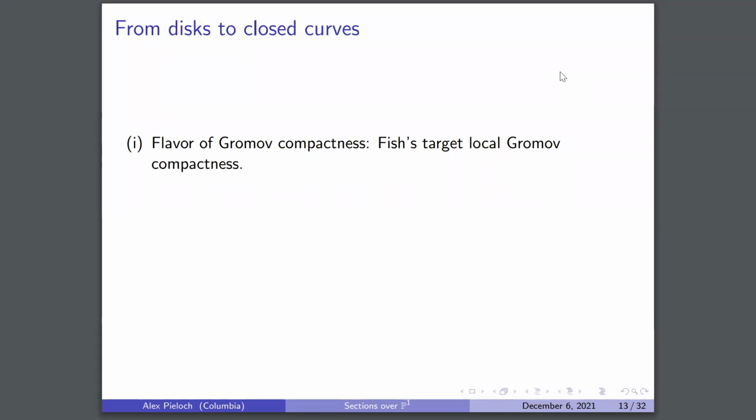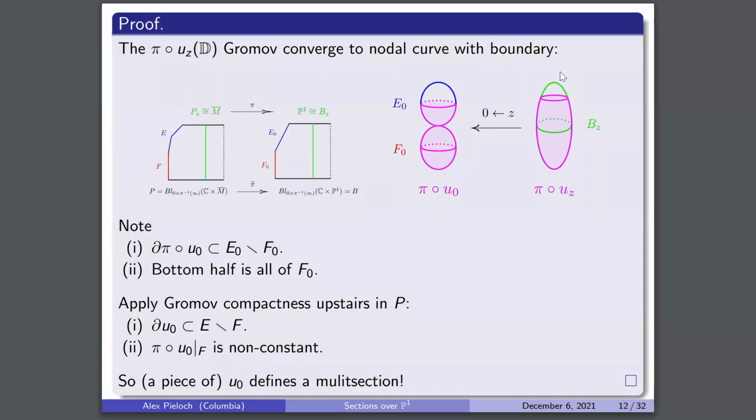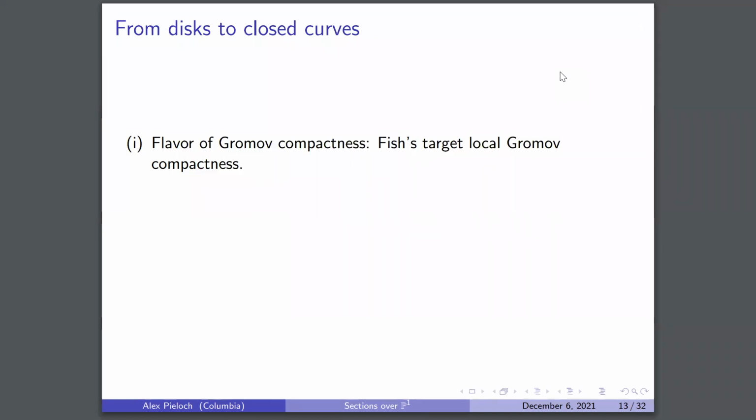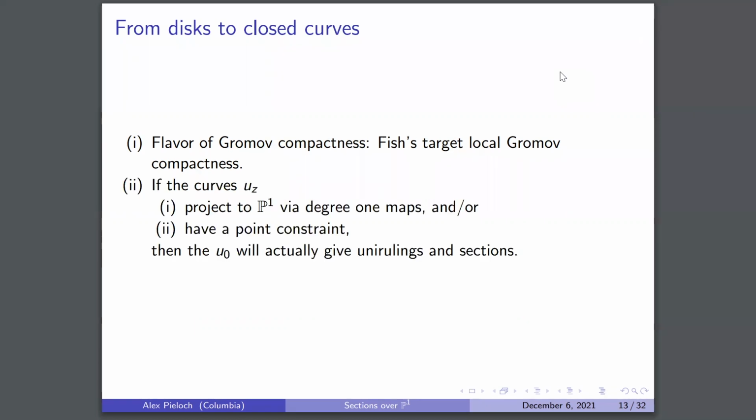So let me make two remarks about this. So the first is that when we consider these particular holomorphic disks, we're not making any assumptions about them having Lagrangian boundary conditions. Okay, so in general, these are just some arbitrary holomorphic disks inside of the space. And so some additional flavor of Gromov compactness is required beyond what you would see in, say, McDuff-Salamon. So I use Fish's target local Gromov compactness to deal with the fact that these are not necessarily Lagrangian boundary conditions.